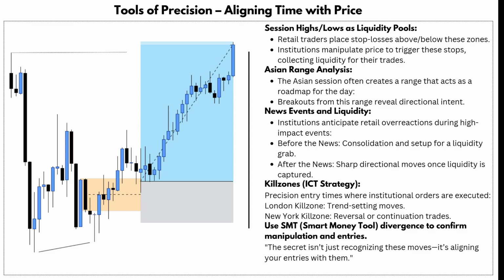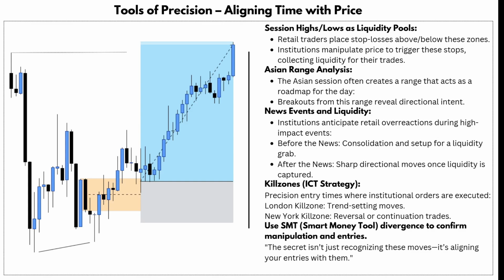Now let's get into tools of precision, aligning time with price. First, we have to look at the session highs and the session lows as our liquidity pool. Retail traders place stop losses above and below these zones. Institutions manipulate price to trigger these stops, collecting liquidity for their trades. And now for the Asian range analysis. The Asian session often creates a range that acts as a roadmap for the day. Breakouts from this range reveal directional intent.